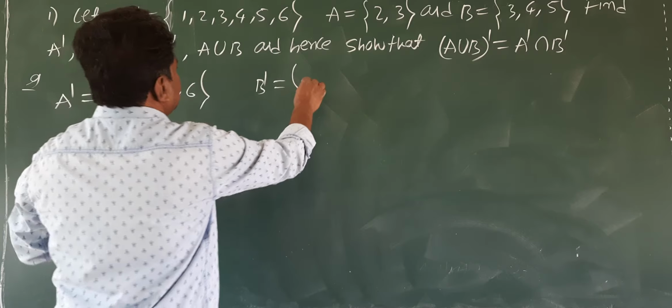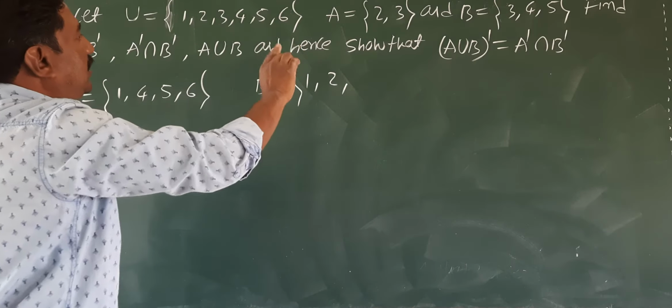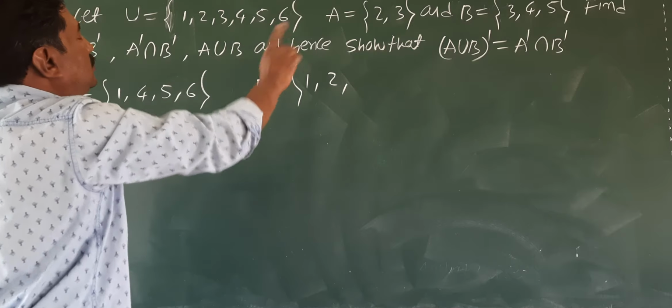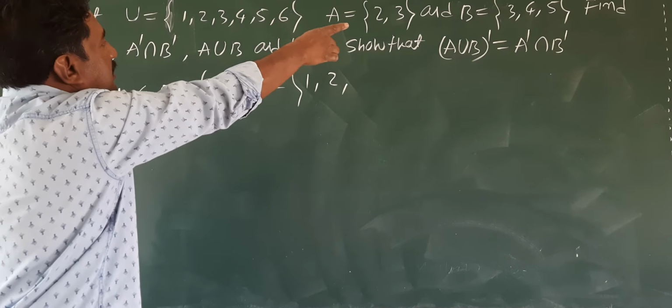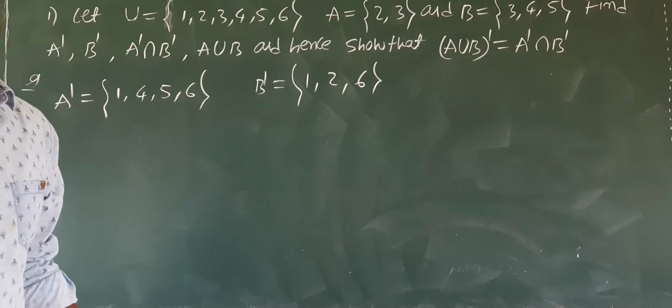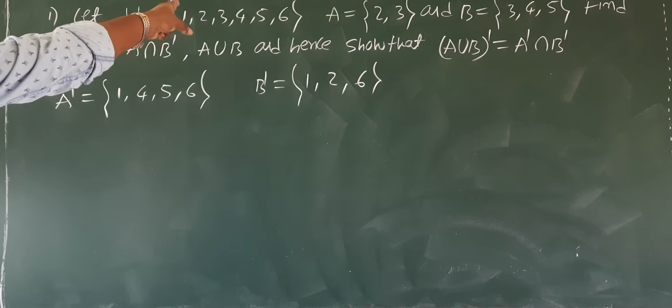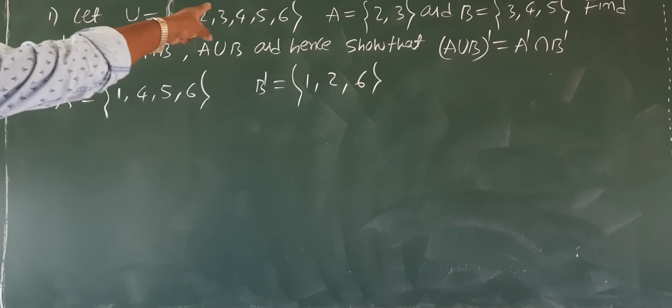So 1, 2, 3, it is there in B, should not write. 4, it is there in B, should not write. 5, it is there in B, should not write. 6, not in B, so write it. So 3, 4, 5 left out. You got 1, 2, 6.